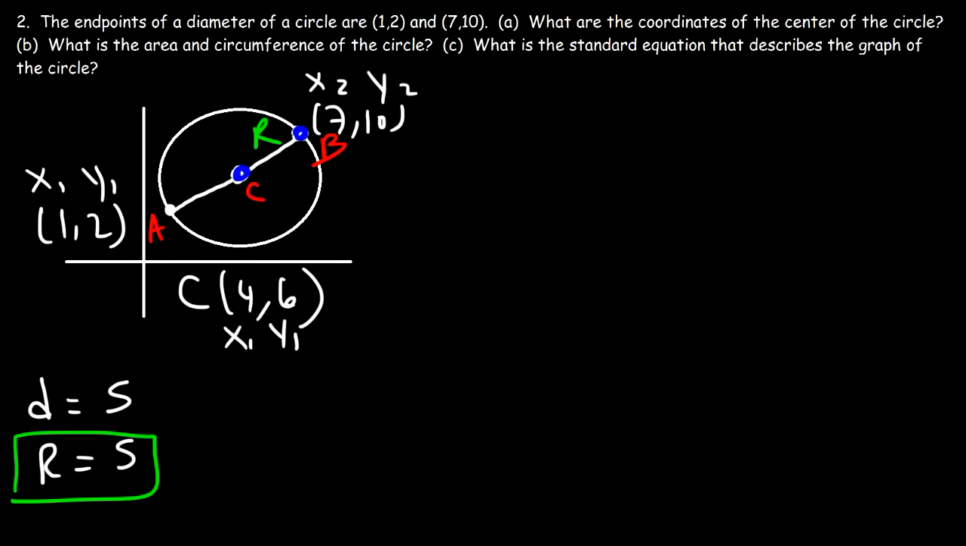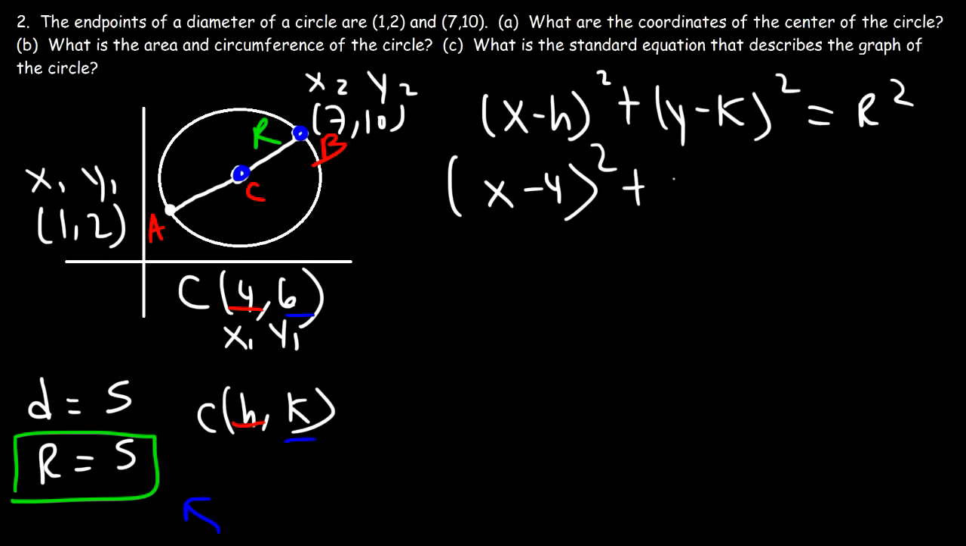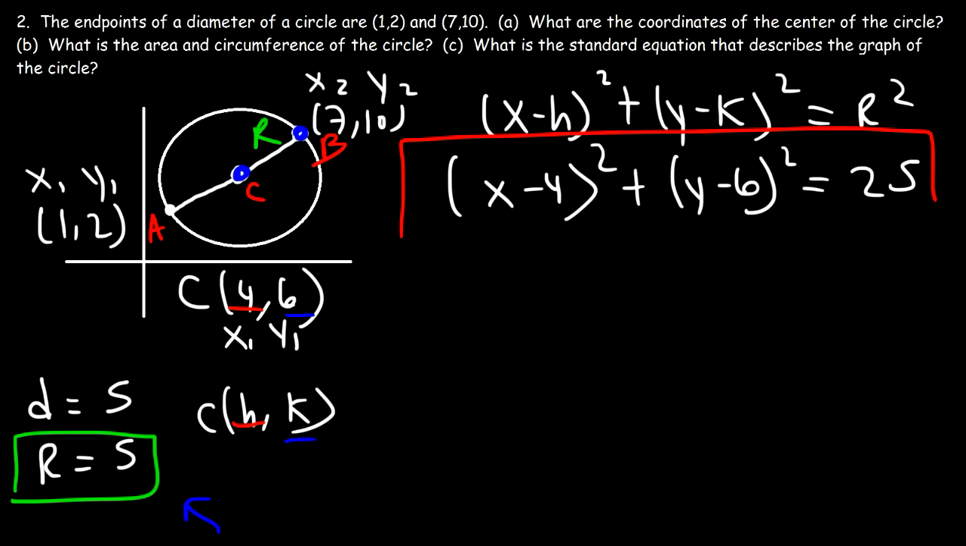Now what about part C? What is the standard equation that describes the graph of the circle? For a circle, the standard equation is (x minus h) squared plus (y minus k) squared, and that's equal to r squared. And so the center is (h, k). So notice that h is 4 and k is 6, and we have the radius r. So it's going to be (x minus 4) squared plus (y minus 6) squared, and that's equal to 5 squared, which is 25. So this is the standard equation of the circle.